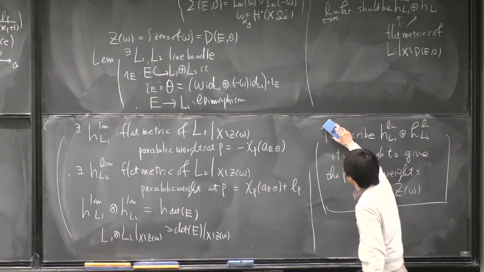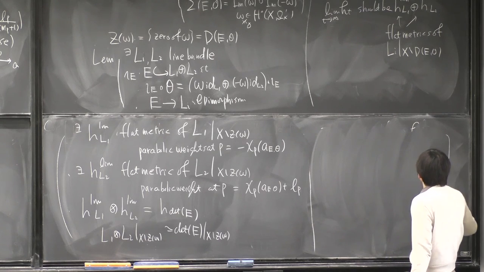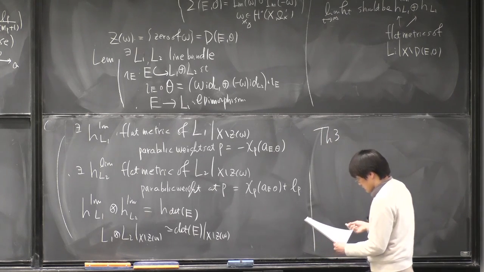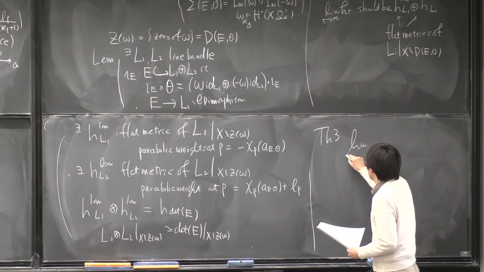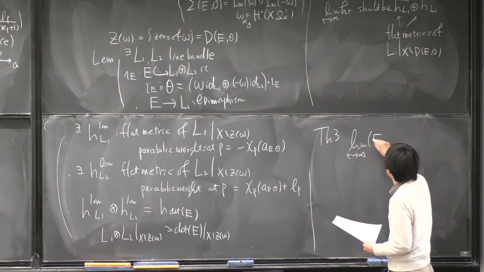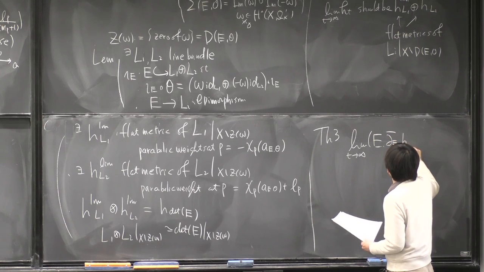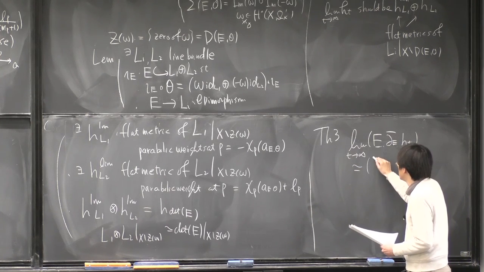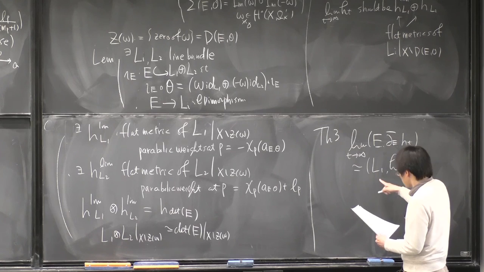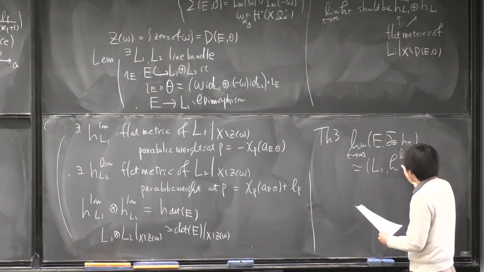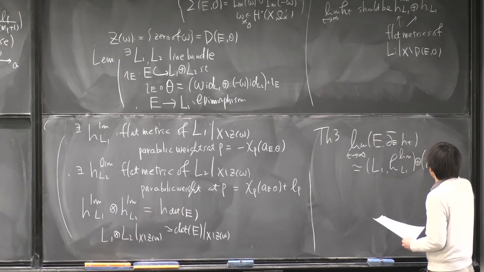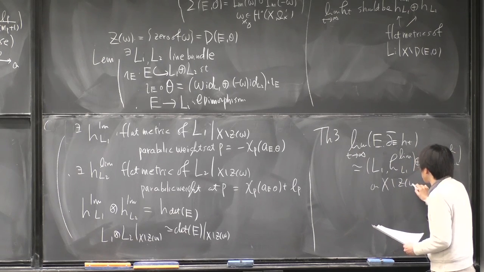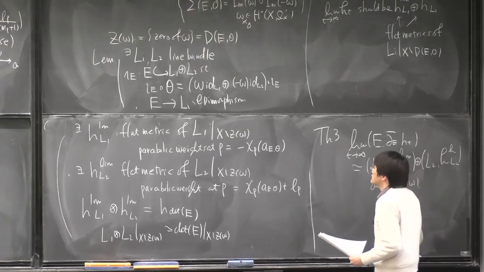Then the second main result is the following. When t goes to infinity, this harmonic vector bundle with harmonic metric is isomorphic to the direct sum of this line bundle with flat metric L1 H limit L1 plus L2 H limit L2 on X minus D omega. So this is the second main result.